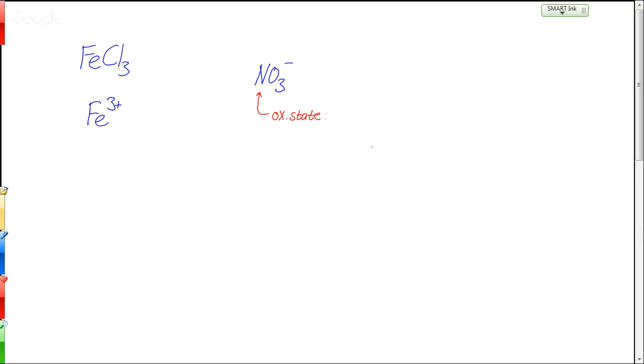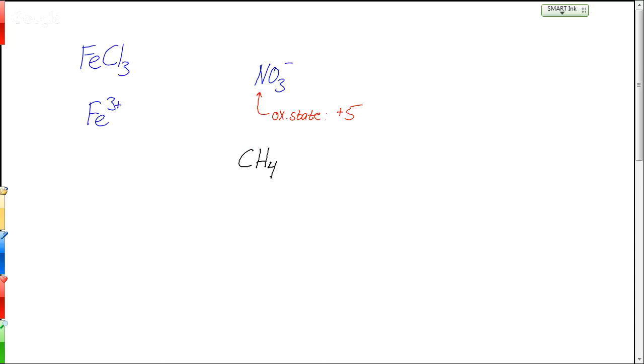So if oxygen is -2, there's 3 of them, that's -6 overall. We want a -1 charge total. So what does nitrogen have to be? +5, right? So we would say the nitrogen's oxidation state there is +5. So you use the elements you know to find the ones that you don't.